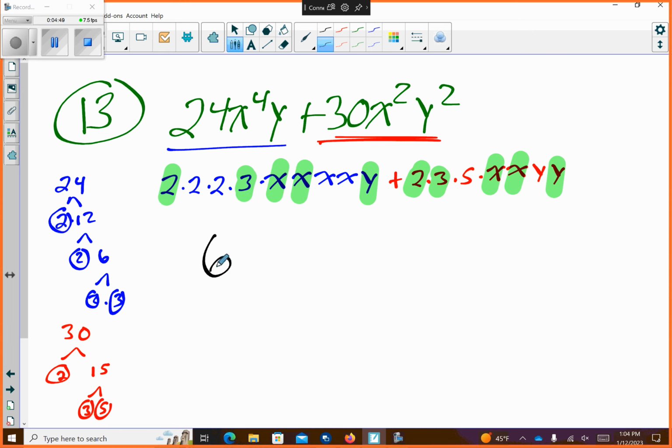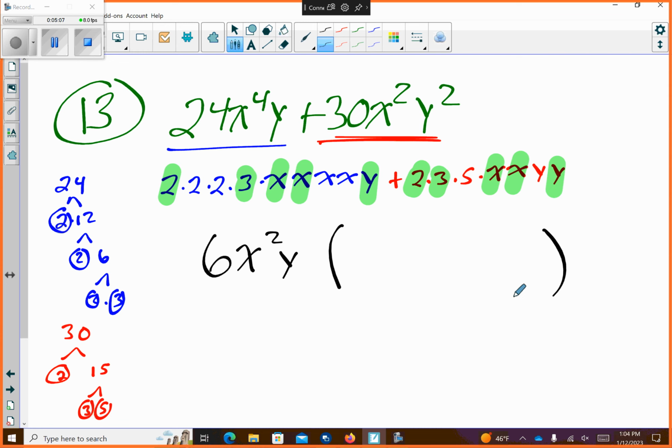And they both have an x in common, and x times x is x squared. And they both have a y in common, so I get a y. And then I have a set of parentheses, and then we're going to take a look at it. What do I have left in the blue that I haven't highlighted?